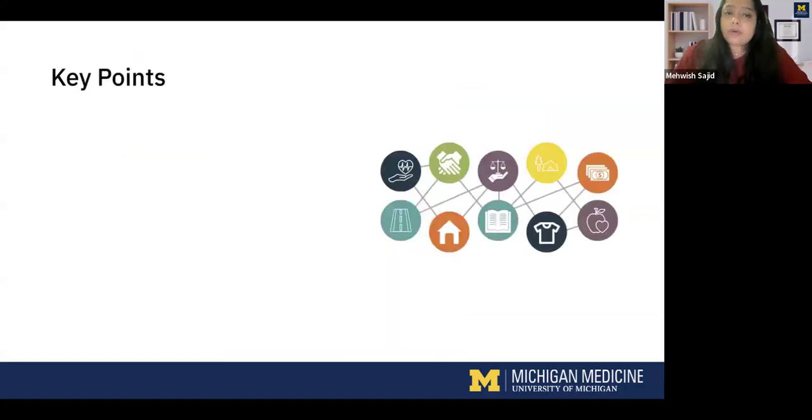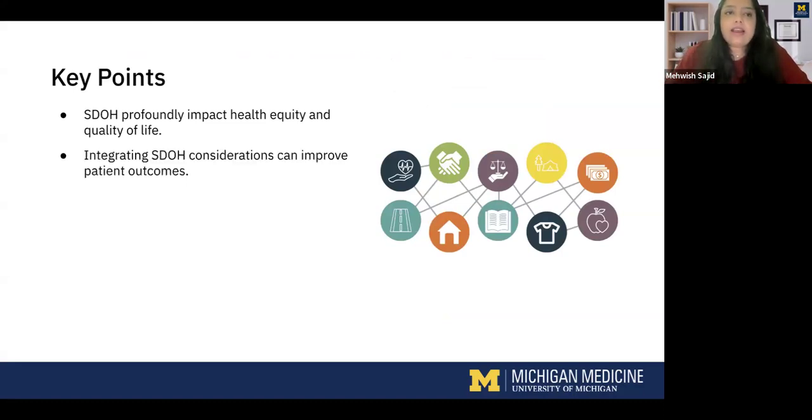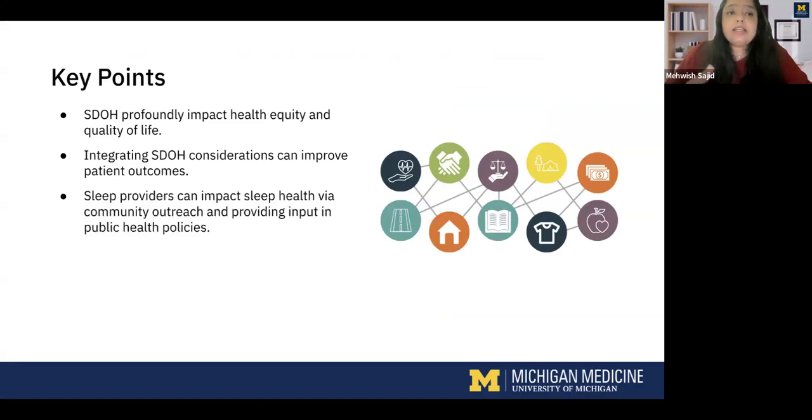So when we look at key points, what to take away from today's talk: social determinants of health definitely impact health equity and our patients' quality of life. If we can integrate considerations on how to address these social determinants, we can profoundly improve a patient's health outcomes. Sleep providers can definitely impact sleep health, whether through community outreach or having a seat at the table when public health policies are being discussed. That I think would be very profound.